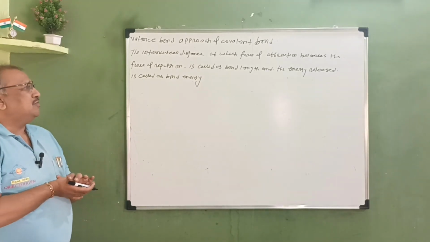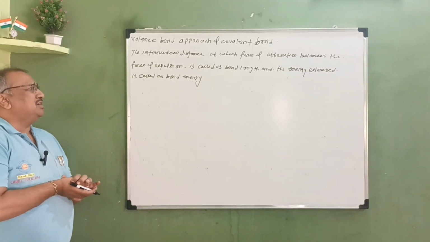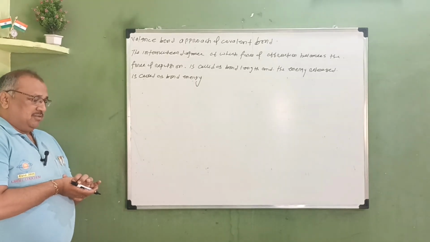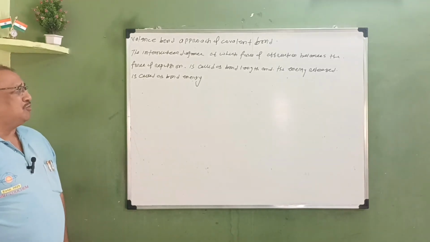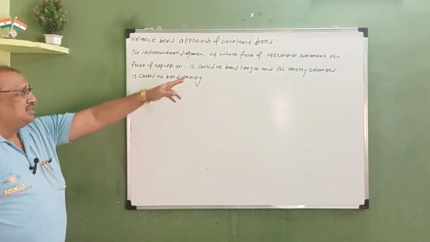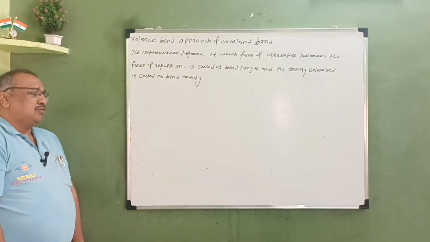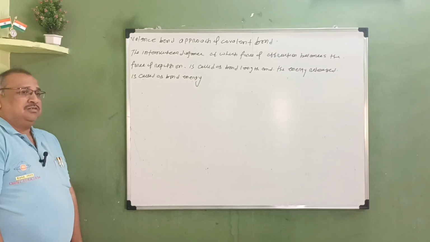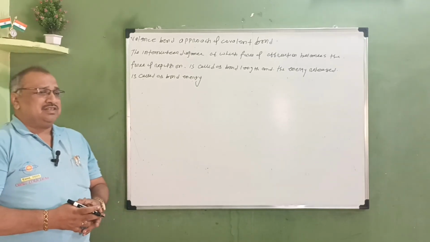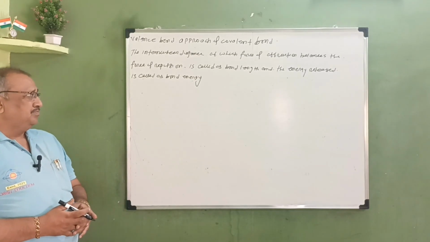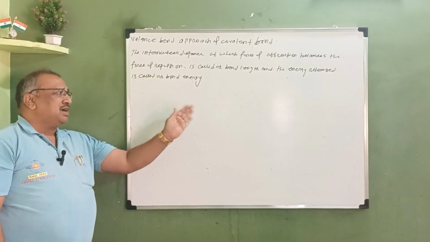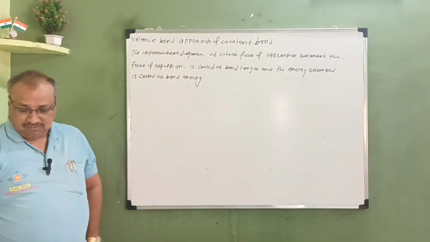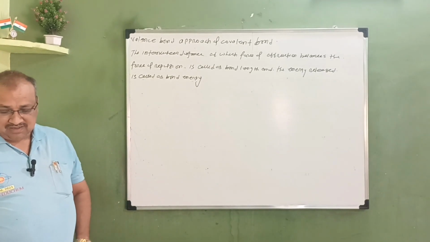The internuclear distance means distance between two nuclei. When force of attraction balances the force of repulsion, that distance is the bond length and the amount of energy released is called as bond energy.